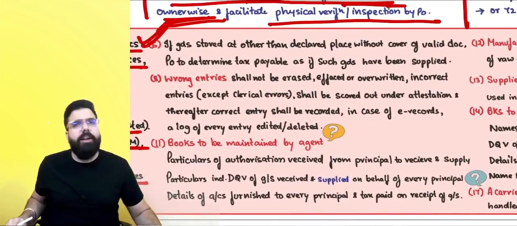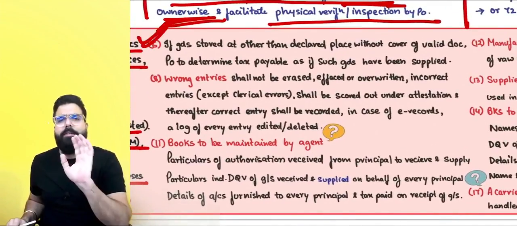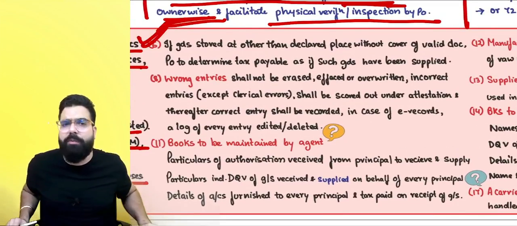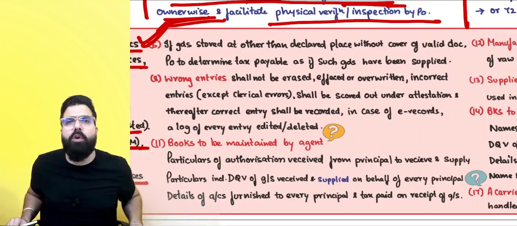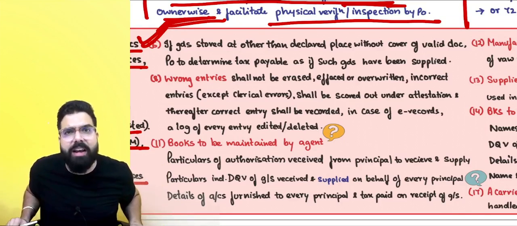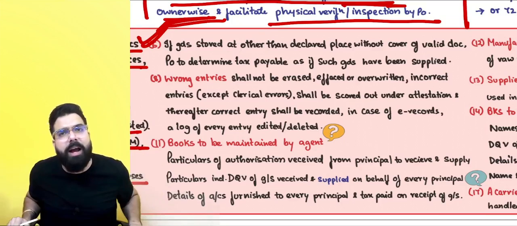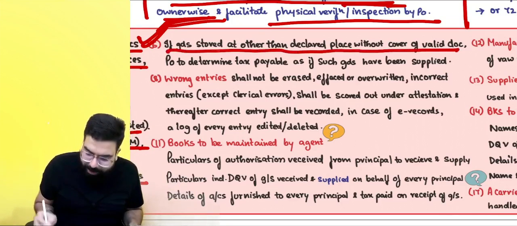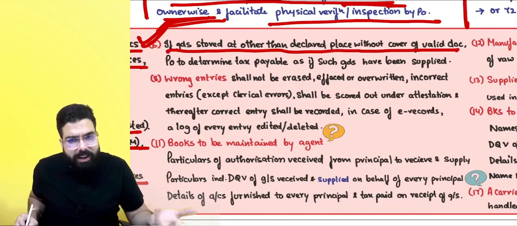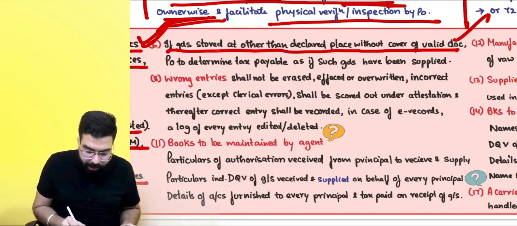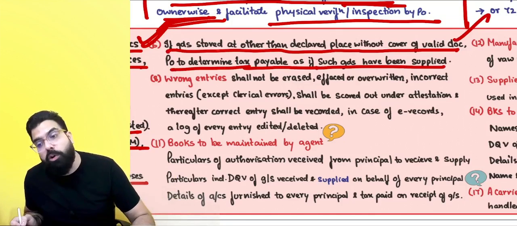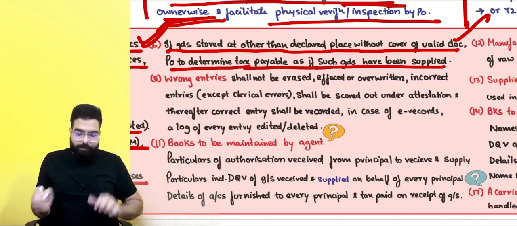Now, if I have stored goods at a place other than the place declared as my place of business, and it is without the cover of a valid document, then if the PO finds those goods, he will say, I deem that these goods are being supplied, and he will charge tax. If goods are stored at any place other than the declared place without the cover of a valid document, the PO determines tax payable as if the goods have been supplied by you. He will say it is not stored by you.